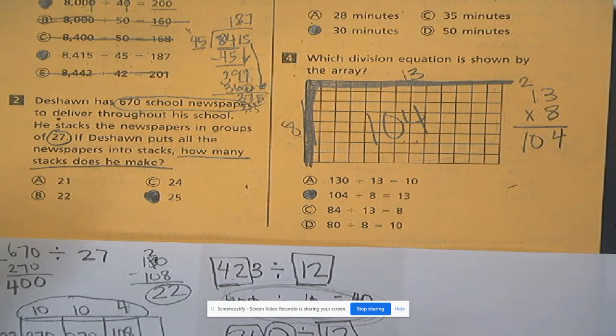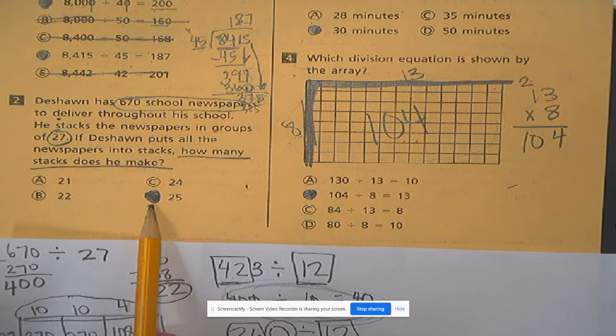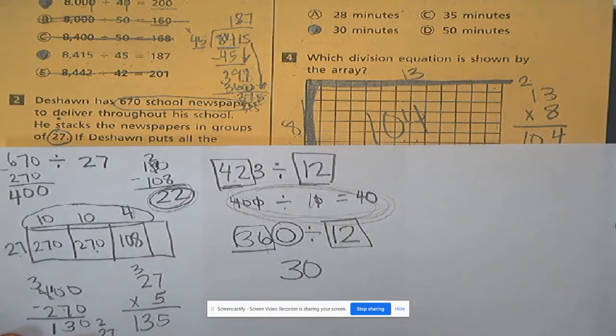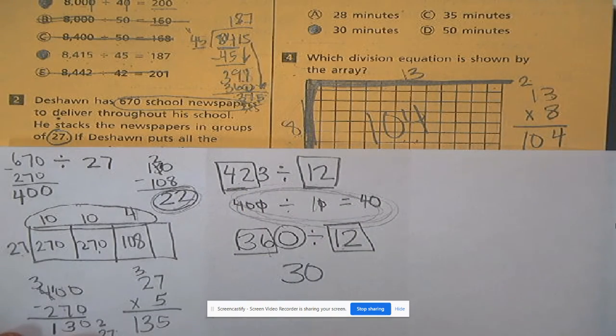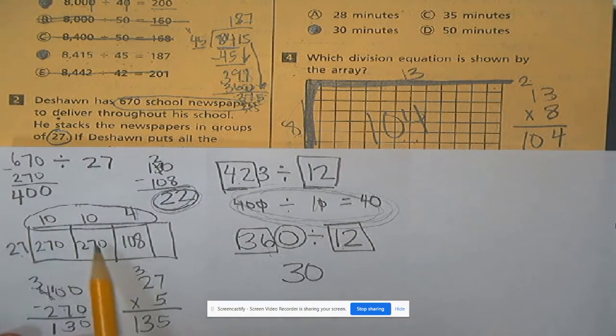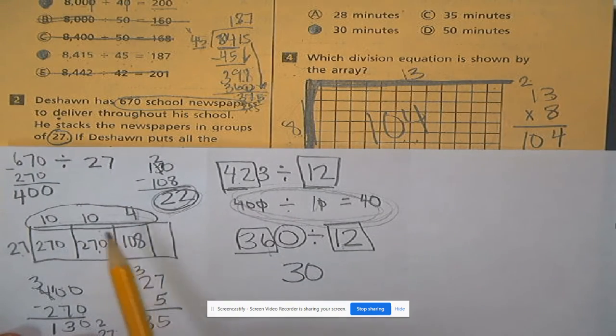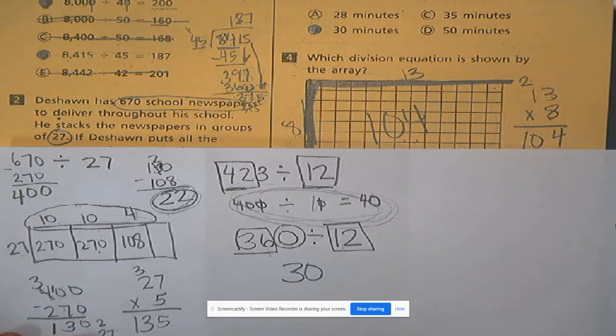On number 2? Nope. Because he had to make another stack because we didn't want to throw away the 22 newspapers, right? So he makes another stack. So he had 24, but this remainder 22 tells us we had to add one more to that, make another stack. Does that make sense?